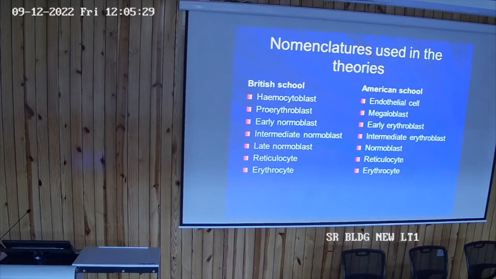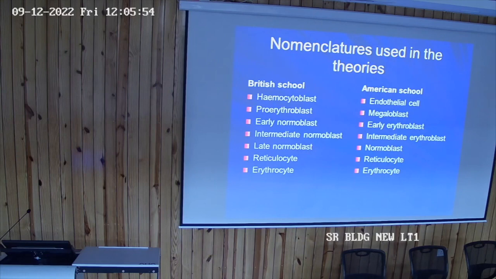The changes occurring inside the cell will be the same, but their nomenclature is different. So whichever book you are dealing with, follow only one. Don't take half from British and half from American. Either go for British or go for American, whichever series is there in your book, but don't combine the two.